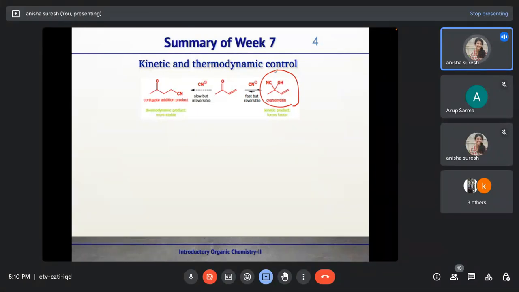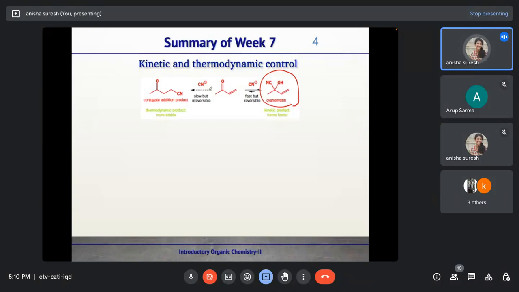The cyanohydrin that will be formed here, when we mix it with organic solvent, can give back this alpha beta unsaturated ketone. So this reaction will take place at a faster rate. However, it will be reversible. So this product is known as the kinetic product, which will be forming faster. However, it will be unstable, it will be reversible.